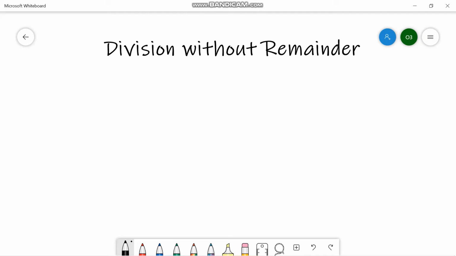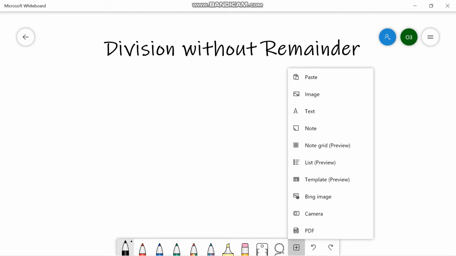So today I will be discussing division without remainder. But before that, let's first define what is a remainder. Remainder is the amount of number left when one number cannot be exactly divided by another number. So let's have an example for you to understand what is a remainder.